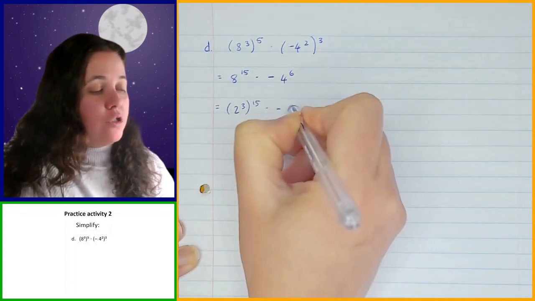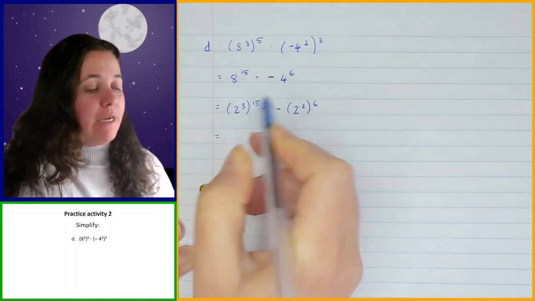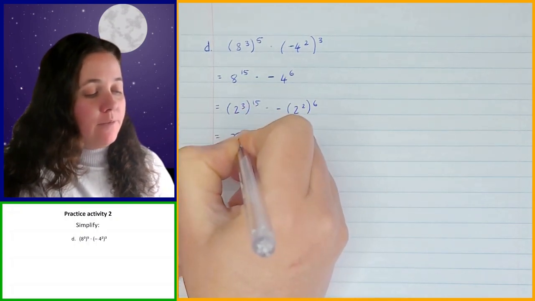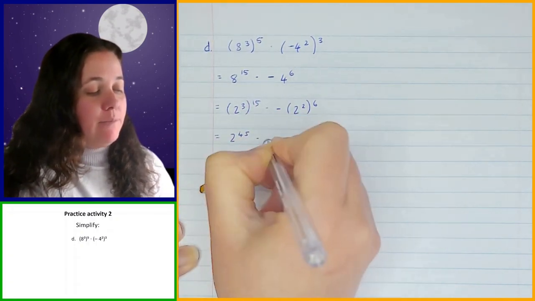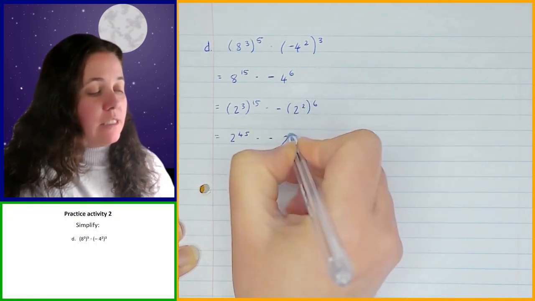And the 4 to 2 squared. And now I'm going to get rid of those brackets again. So that's 2 to the power of 3 times 15 is 45. Times negative 2 to the power of 6. 2 times 6 is 12.